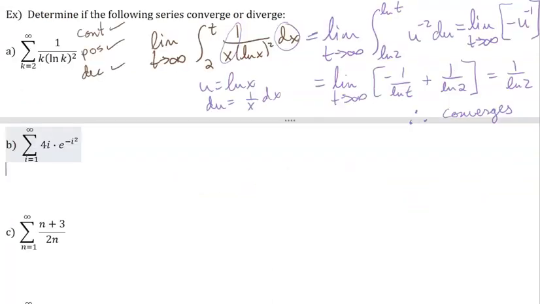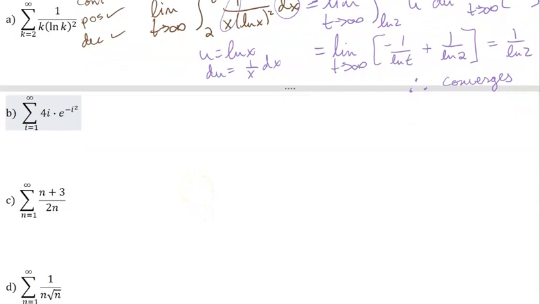For the next example, we're looking at the series 4i times e to the negative i squared. Keep in mind, e to the negative i squared can be written as 1 over e to the positive i squared.